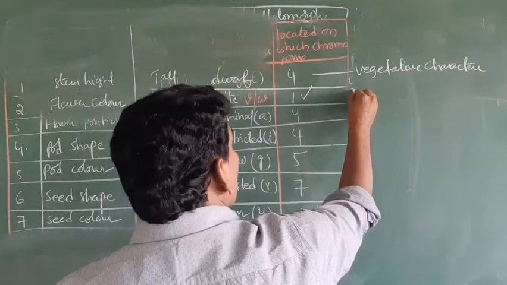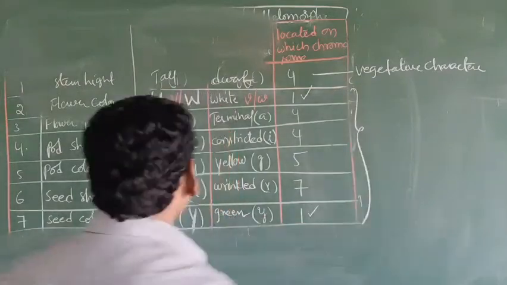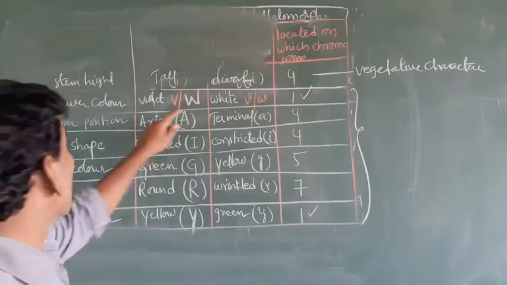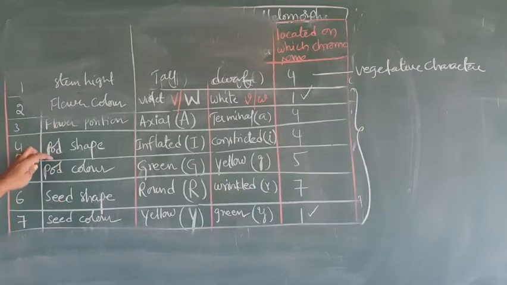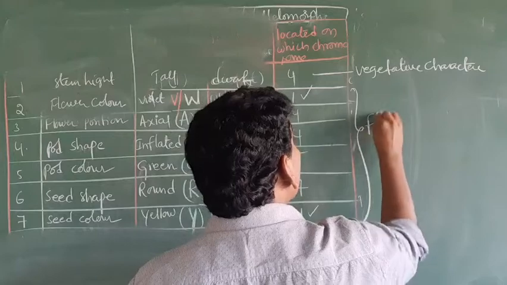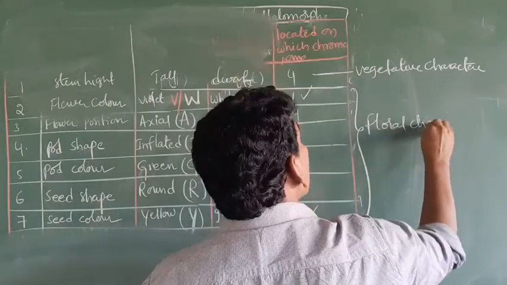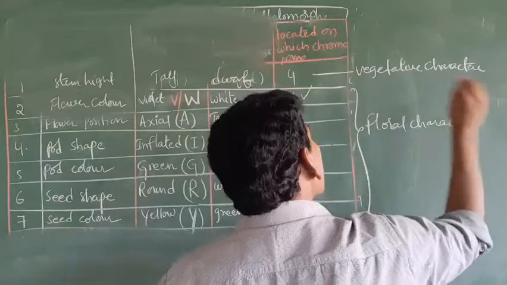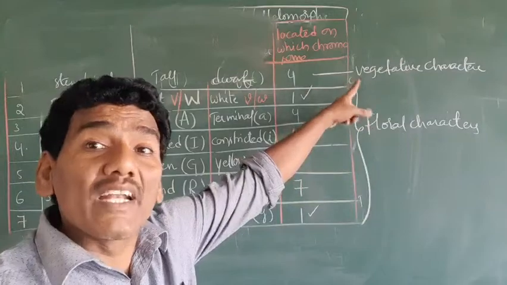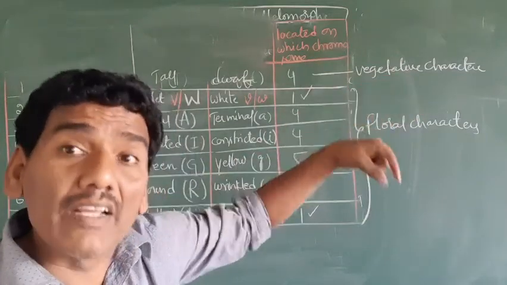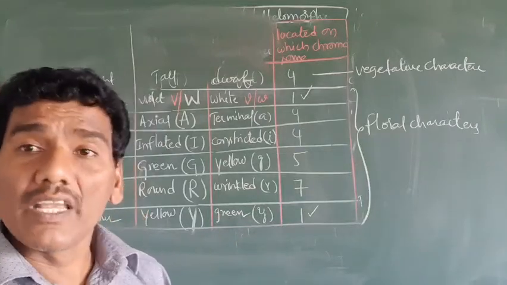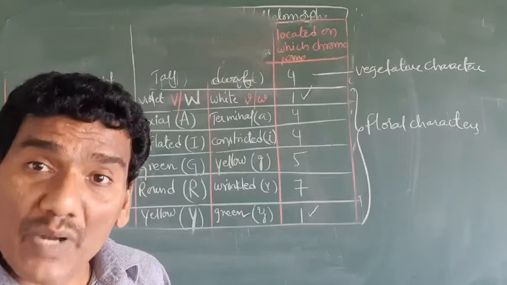Remaining 2, 3, 4, 5, 6, 7. Here the remaining flower color, flower position, pod shape, pod color, seed shape, seed color represent floral characters, or reproductive characters also. Here stem height represents a vegetative character, and all the remaining characters represent floral characters. This is also one of the important points regarding the pea plant Mendel selected for his hybridization experiment.